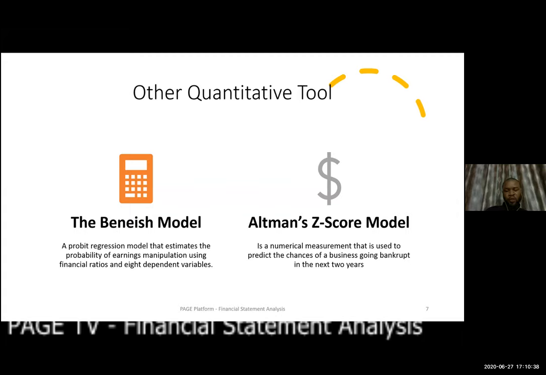So you can just punch those variables and see if this model is predicting that the companies will sink within the next 2 years, or they are manipulating their earnings. So that will probably guide you on how you should approach such numbers.